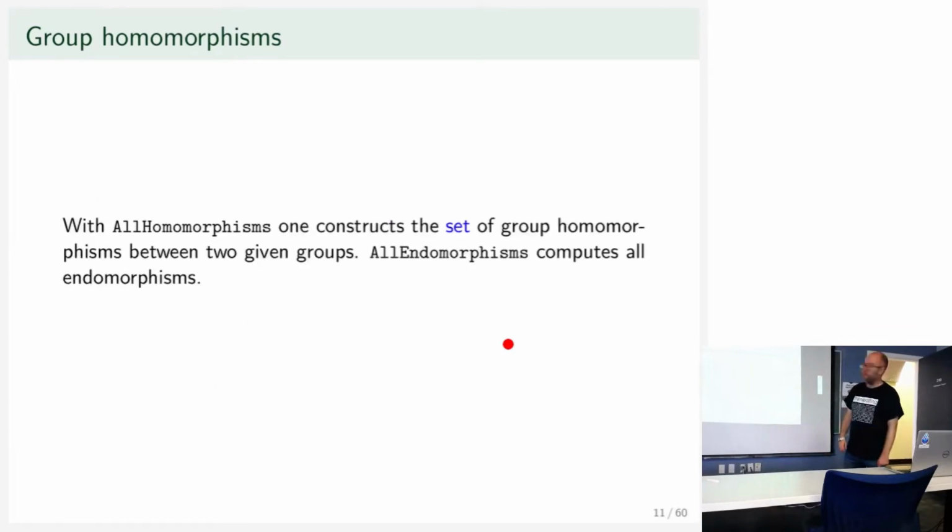So you can also compute homomorphisms in general, right? This function, for example, all homomorphisms, will return the set of group homomorphisms between two given groups. This is a very useful function, but not very efficient. But you have some variants like, for example, all endomorphisms.